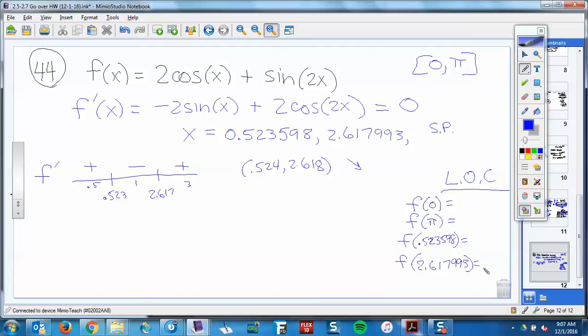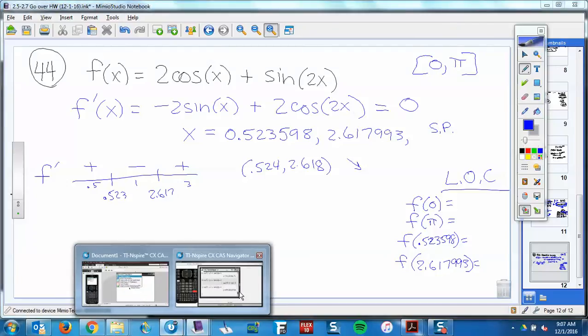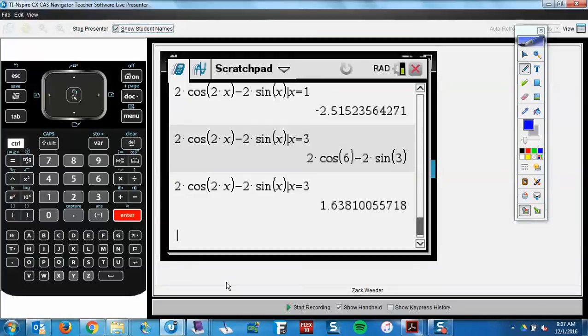Which one? The original F function, because I want to find the max and min values of the F function. So if you want the values of the F function, you've got to plug into the F function. So back to the calculator. Is that the F function there? Oh, you did the 3. Okay, so now we've got to get the original function, which I don't think you've typed in anywhere yet. So you probably just need to do it right now.